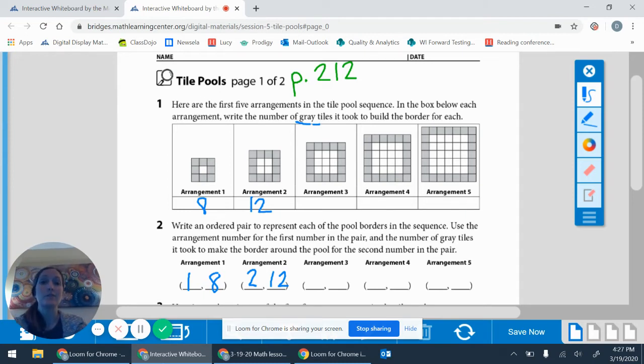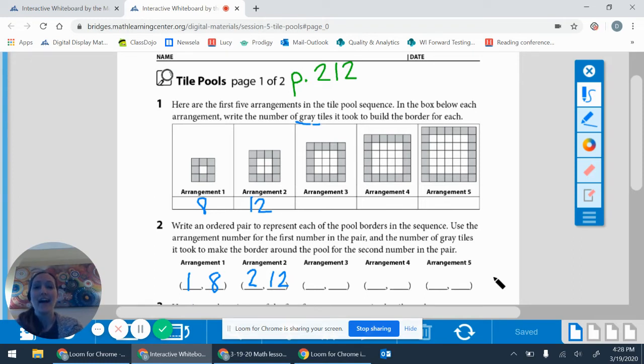Now today, what I'd like you to do is, when I let you know, I'm going to have you pause this video and finish completing arrangements 3, 4, and 5, both filling in the number of gray tiles and writing the ordered pair for each. Go ahead and do that now.